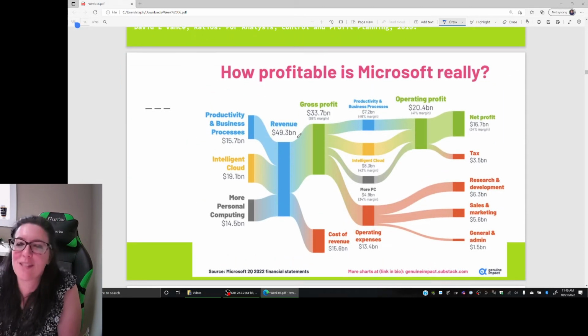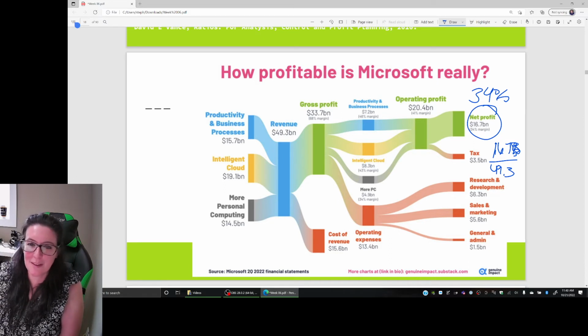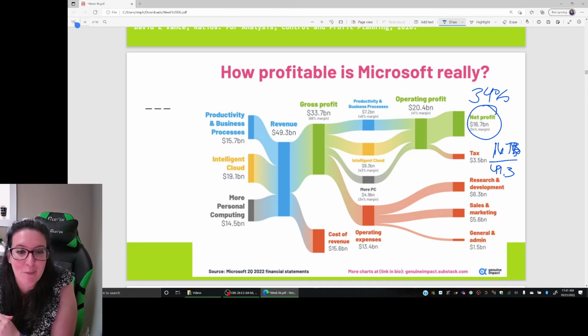Microsoft has net profit after taxes of 16.7 billion. We divide that by 49.3 billion and we get a profit margin of 34%. So we can see in terms of the comparison, we can get that profit margin whether you're looking at net profit after taxes or net income, because remember that net profit after taxes and net income give you the same information.